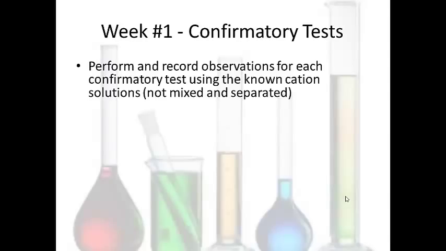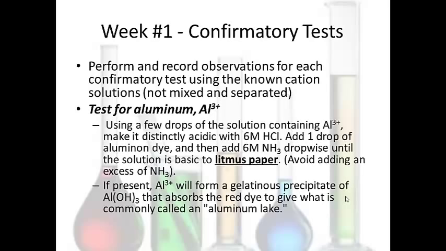So you'll perform the method, it's right in the lab manual, how to test for, for example, aluminum. It gives you the stepwise, what to do to test for aluminum. You'll do that using the solutions of just one known cation, so you can record what that confirmatory test looks like when it is positive. So, for example, for aluminum, you will add a few drops of the solution containing the aluminum ion, and you will make it acidic with 6 molar HCl. Okay, so just a few drops of that.